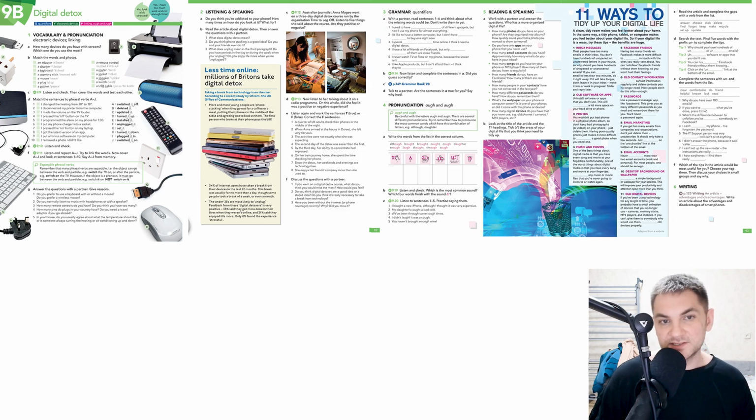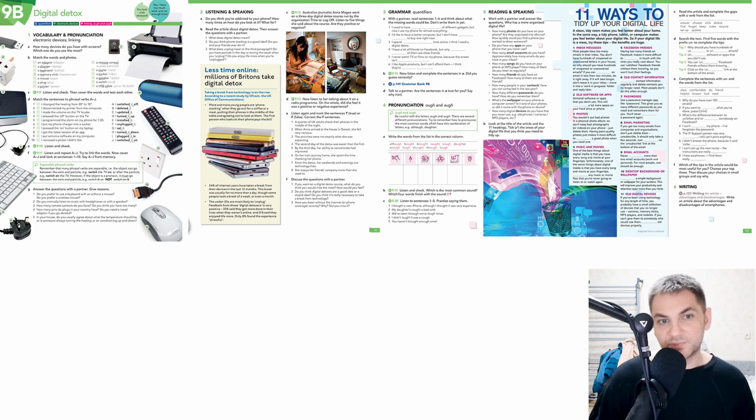Part 5, reading and speaking, understanding technical language. You will read an article called 11 Ways to Tidy Up Your Digital Life. The article gives practical tips for emails, files, and apps. You will complete the tips with verbs like delete, update, and unsubscribe. You will also learn new words with the prefix un. For example, unfriend or uninstall. Finally, you will choose the best tips for you and explain why.